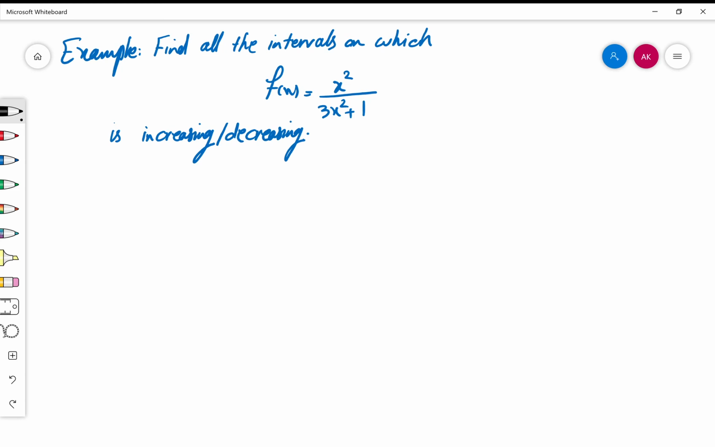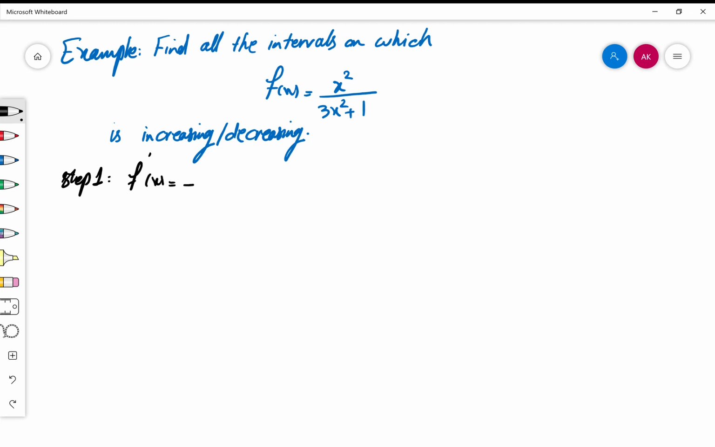Hello everyone. In this video we'll do another example for the test for increasing decreasing. This time the example asks for finding the intervals on which the function x squared over 3x squared plus 1 is increasing or decreasing. Let us start working on this. The test says I need to know what is the sign of f prime. So first find f prime.